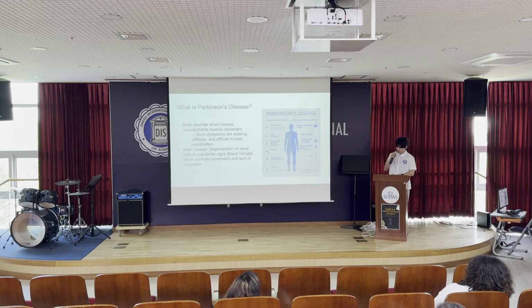The main causes of Parkinson's disease are the degeneration of nerve cells in the substantia nigra and the lack of dopamine. The substantia nigra is part of the basal ganglia, which controls movement.